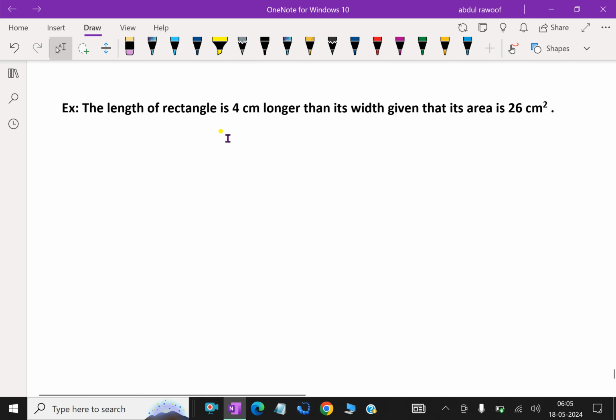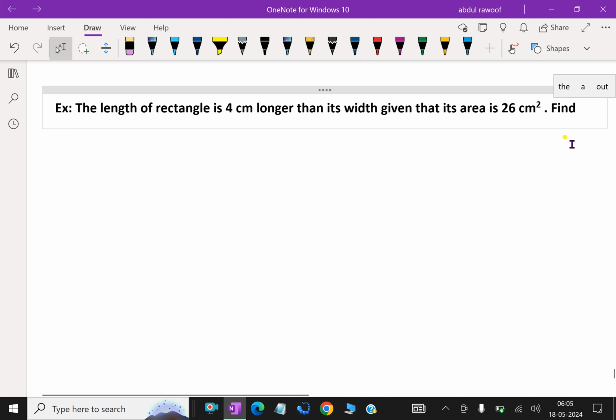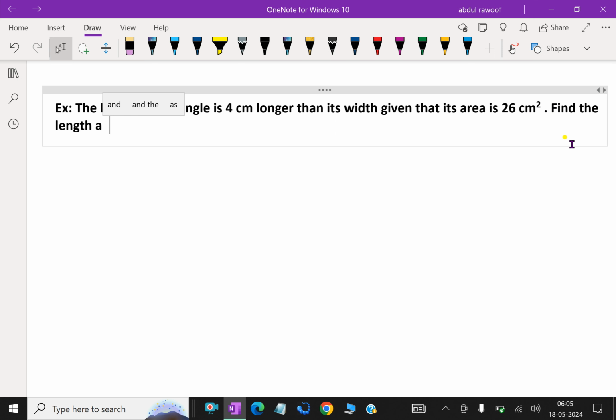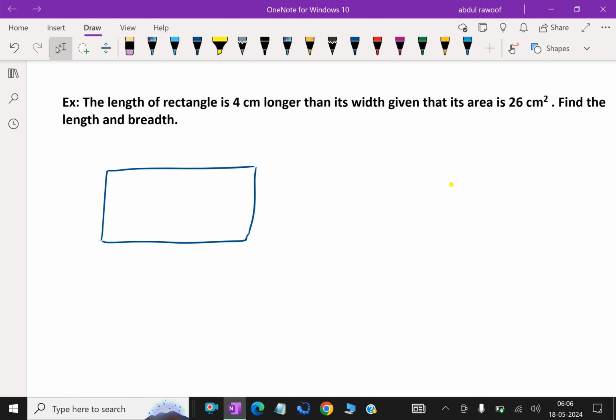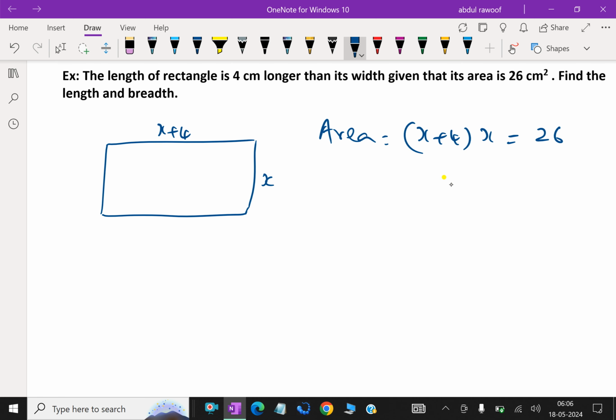The length of a rectangle is 4 centimeters longer than its width, given that its area is 26. Find the length and breadth. Look here. Suppose the given rectangle is 4 centimeters longer than its width. Width is x centimeters, length is x plus 4. Area equals length into breadth, x plus 4 into x, which is equal to 26. So multiplying, x squared plus 4x minus 26 equals 0.